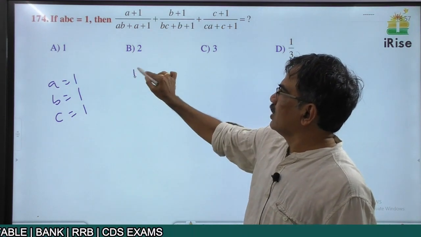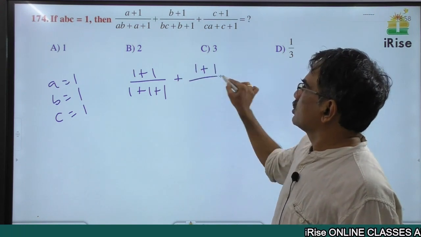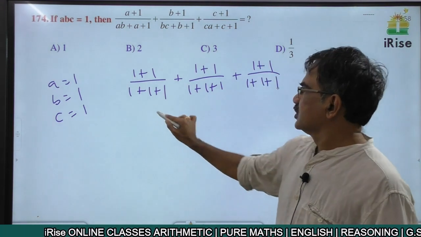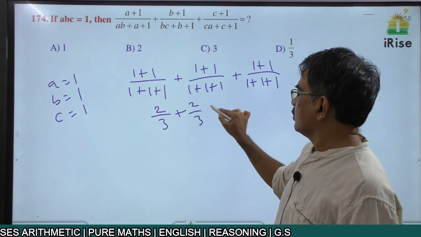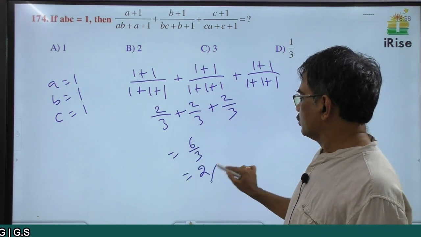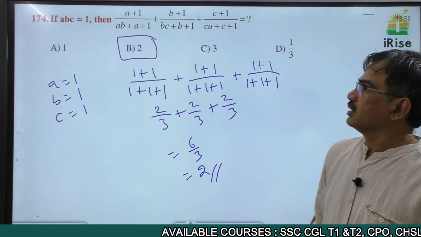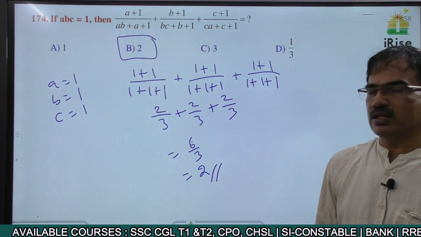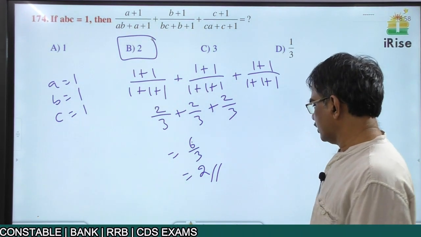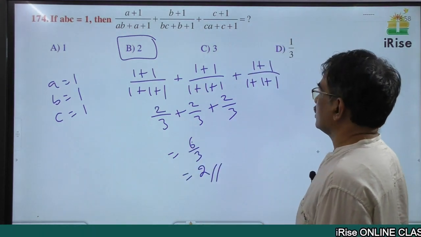So, (1 plus 1) by (1 plus 1 plus 1), first part. Second part is also the same. Third part is also the same. So this is 2 by 3 plus 2 by 3 plus 2 by 3. So, 6 by 3, which is equal to 2. So the answer for this question is 2. Just by taking a 1, b 1, c 1, we get the answer. Okay. Next, how to get a direct method? If you are interested, I want to give the direct method also. Actually, not necessary.